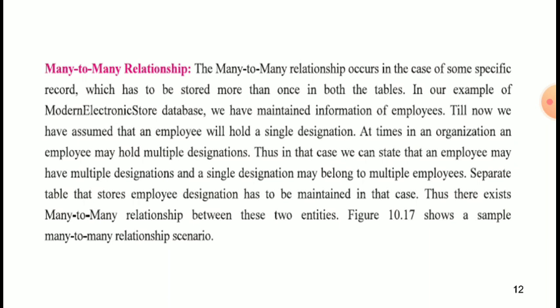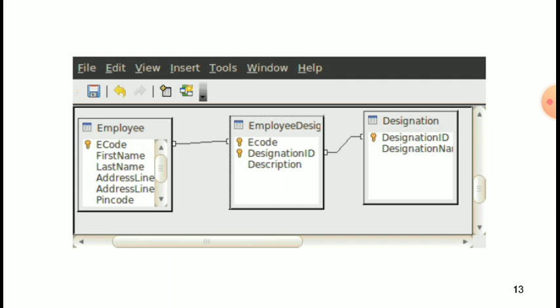Thus, in that case, we can state that an employee may have multiple designations and a single designation may belong to multiple employees. A separate table that stores employee designations has to be maintained in that case. Thus, there exists a many to many relationship between these two entities. Figure 10.17 shows a sample many to many relationship scenario. So that is a many to many relationship between employee and designation. So that is three tables. First is the employee table, second is the employee designation table, and third is a designations table.